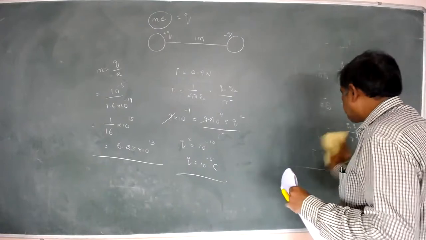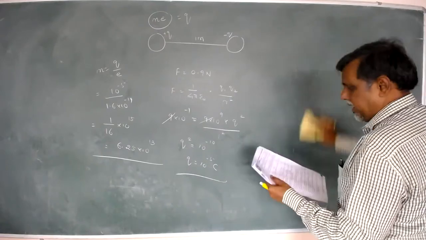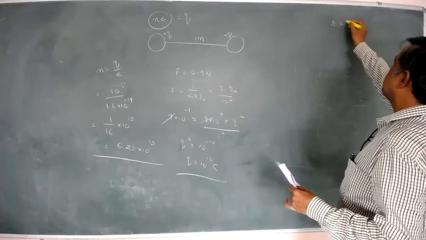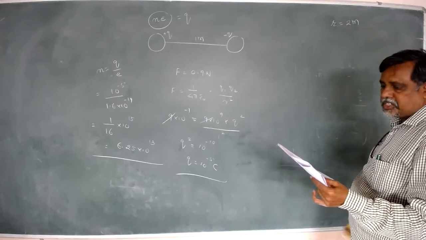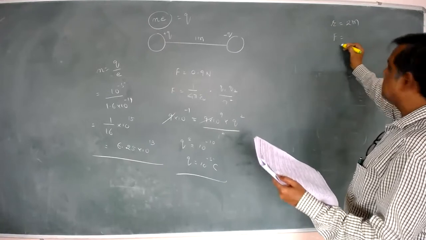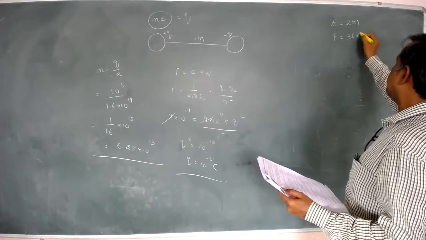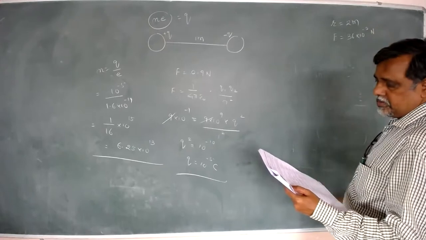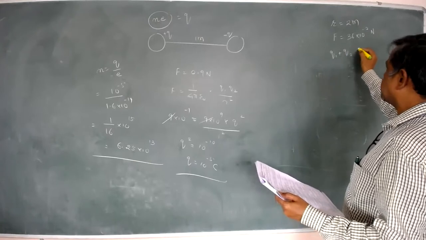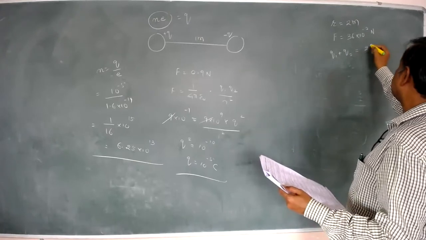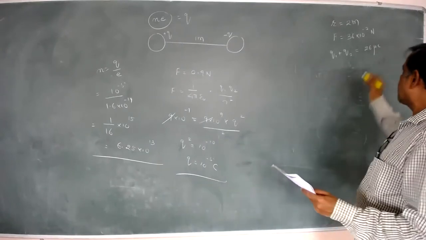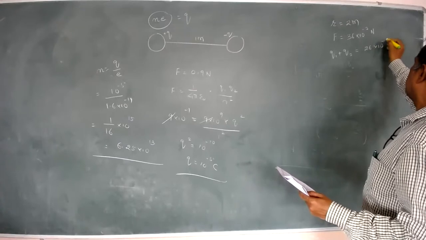See here, the combined charge has also been given. In this particular case, there are two charges separated by a distance of 2 meters. The force of repulsion is equal to 0.36 newton, that is 36 into 10 power minus 2 newton. The combined charge, Q1 plus Q2, is equal to 26 microcoulomb, so 26 into 10 power minus 6 coulomb.